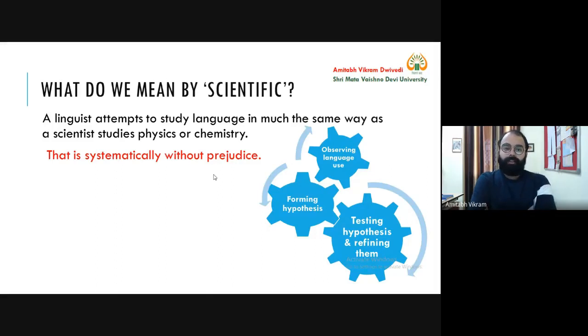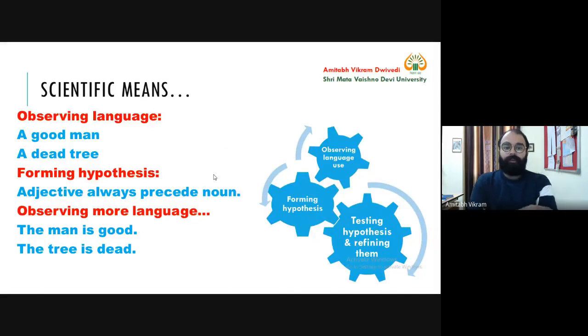And we discussed in detail what we mean by studying something scientifically, and we know that scientifically is also related to something that is systematic and without any prejudice. We have seen the difference between subjectivity and objectivity, and how objectivity is related to linguistics.